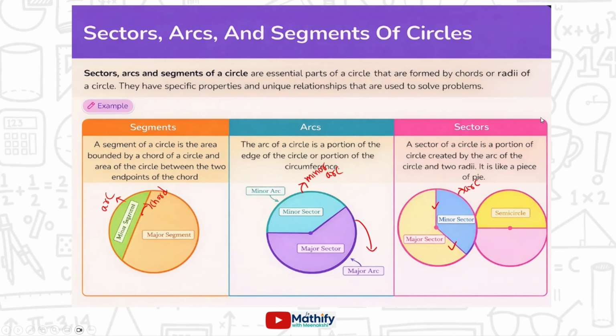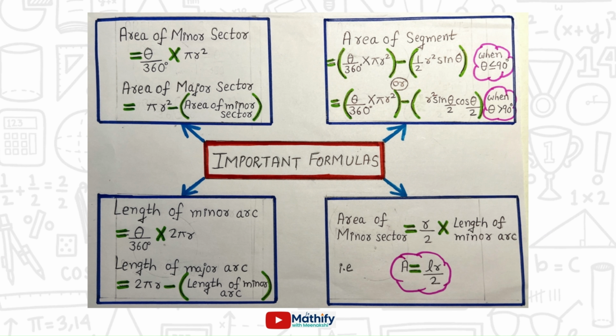Now let's move to the important formulas. As you can see, I have written four important formulas for you. Let's discuss them one by one. First, area of minor sector. So first I will draw figure for you. This is a circle with center O and radius r.